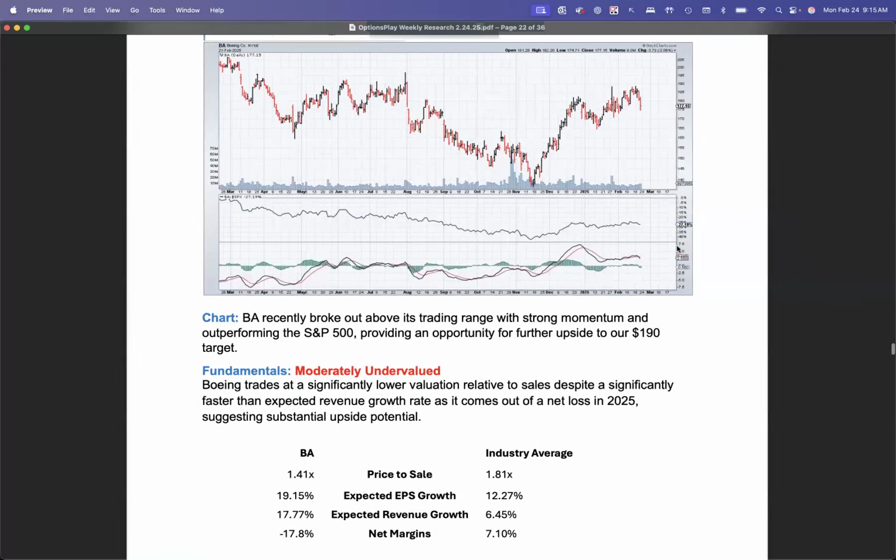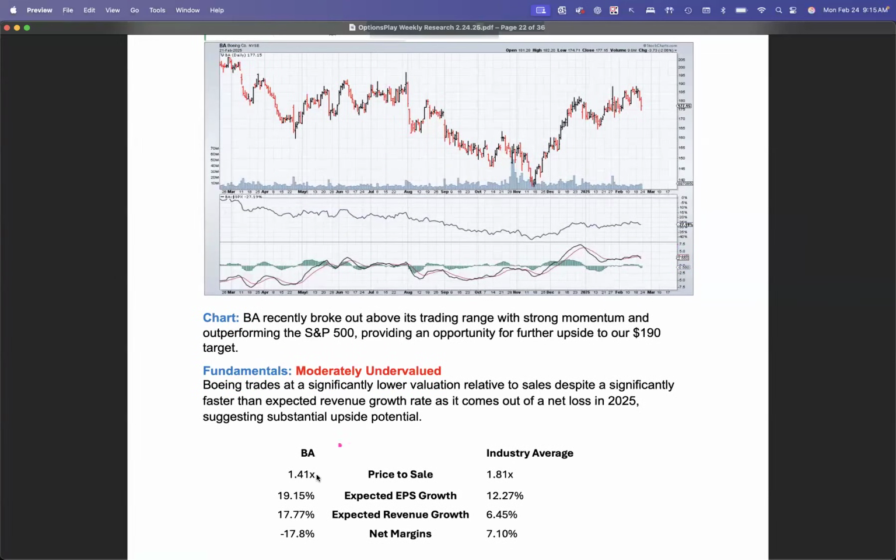It trades at 1.4 times sales, which is a pretty significant discount to the industry. I'm using price to sales because Boeing is not profitable at the moment. We're starting to turn that around. We're hoping to see a profit in 2025. And we have a CEO that's far more hands-on than the previous one. He's moved himself out to Seattle. He's refocused the entire company on its culture and safety.